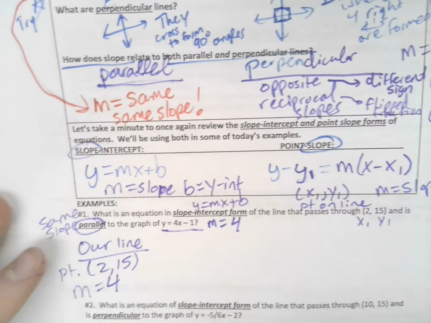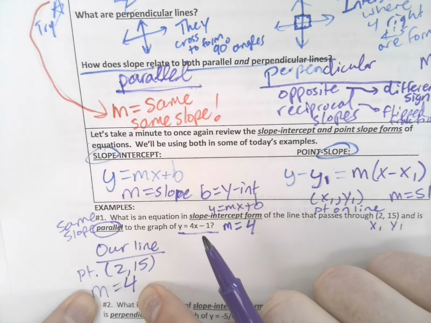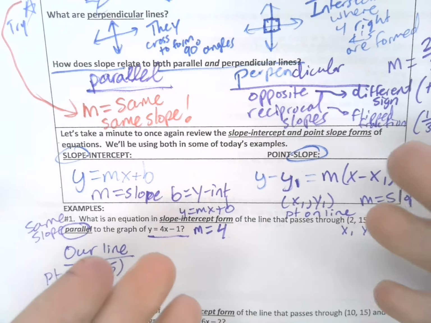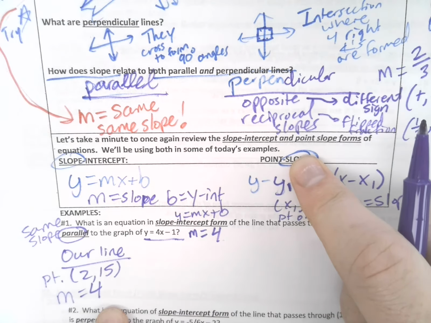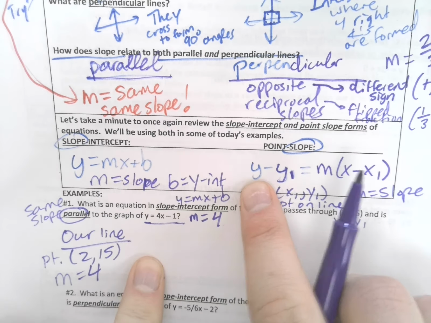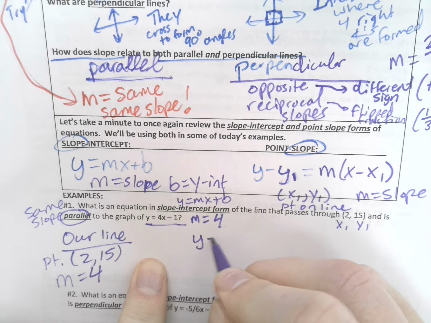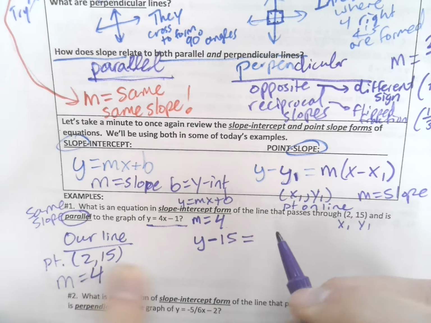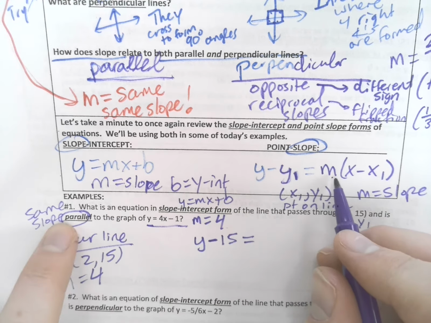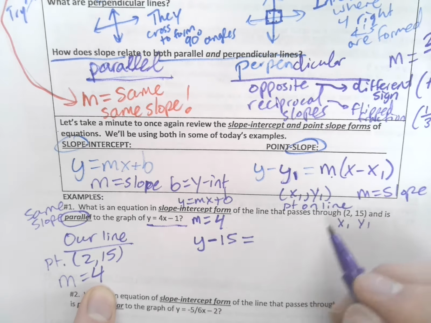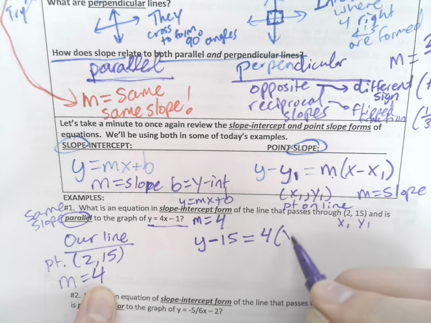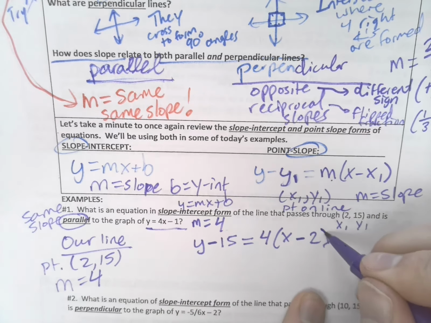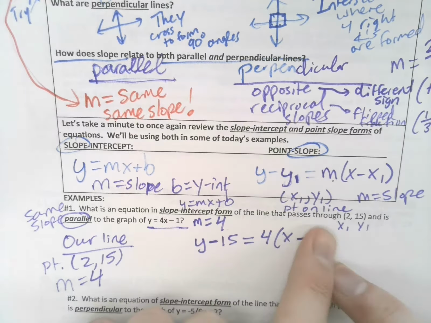Hey! And so, guys, we have a point and we have a slope. Which form do you think we should use? Which one? Probably point-slope form. So, we're going to go y minus y1, so y minus 15 equals m. We said our slope is 4, parentheses x minus x1, which is 2. And so here is our line, guys. Here's an equation of our line.